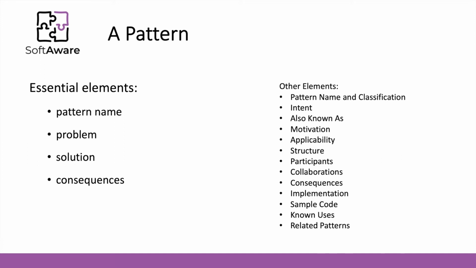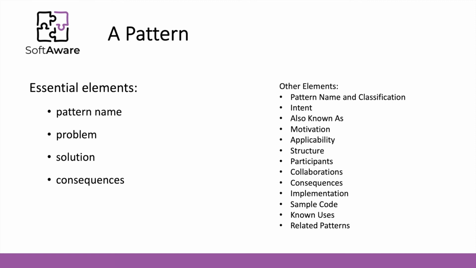So, we have the pattern name and classification that conveys the essence of the pattern succinctly, and the classification allows you to know where to start your search. The intent, a short statement that answers what does the design pattern do, what is its rationale and intent, what particular design issue or problem does it address, and the also known as that provides other well-known names for the pattern, if any. A motivation, a scenario that illustrates a design problem and how the class and object structures in the pattern solve the problem. This scenario will help you understand the more abstract description of the pattern.